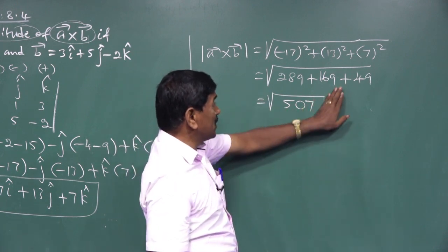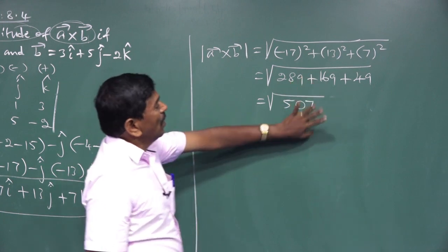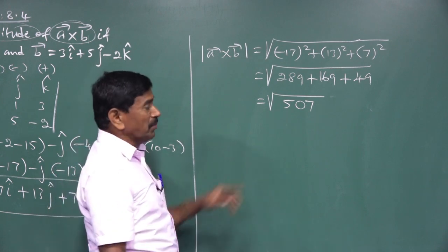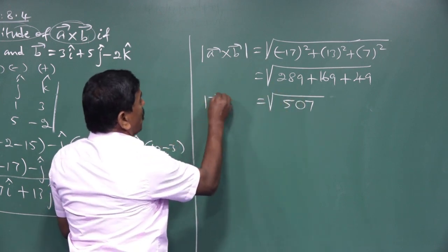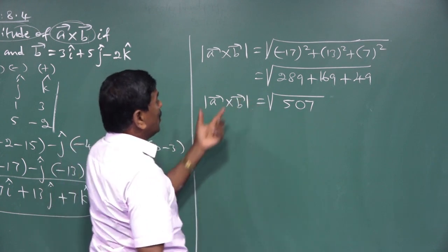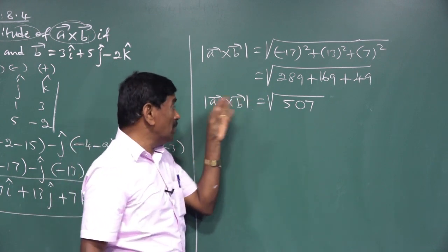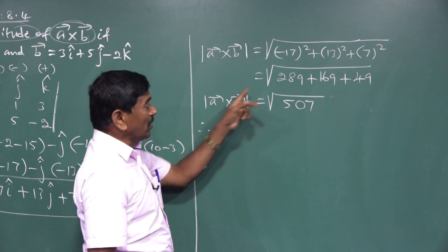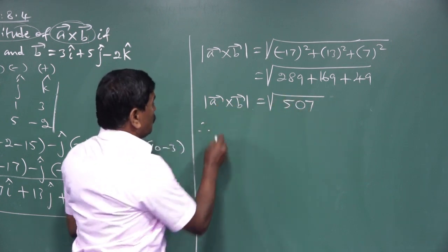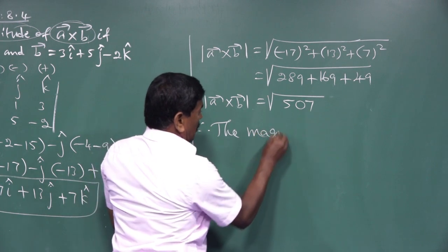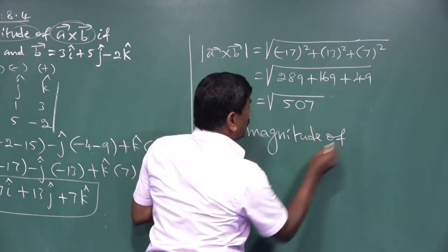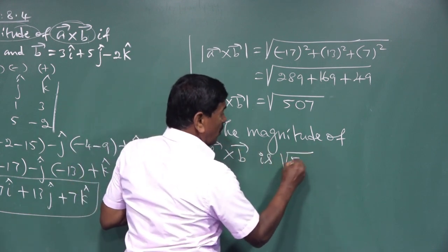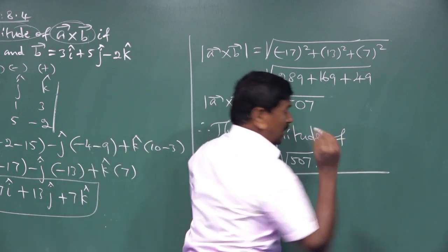So this step itself is the book answer. This answer is left as it is because of the book answer. One can say the simplification is also correct, but because of the book answer it is left as it is, which is modulus A vector cross B vector. And modulus A vector cross B vector means the magnitude of A vector cross B vector. Therefore, the magnitude of A cross B is the square root of 507. So, the first sum is completed.